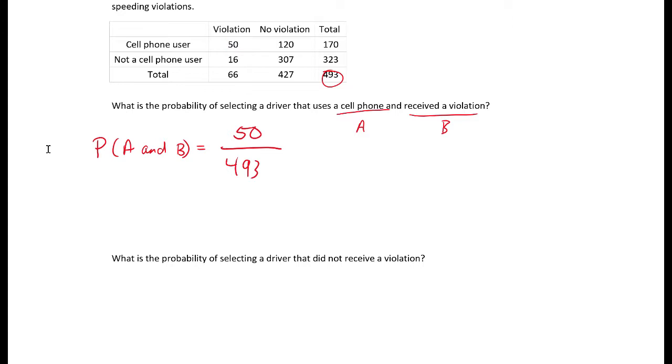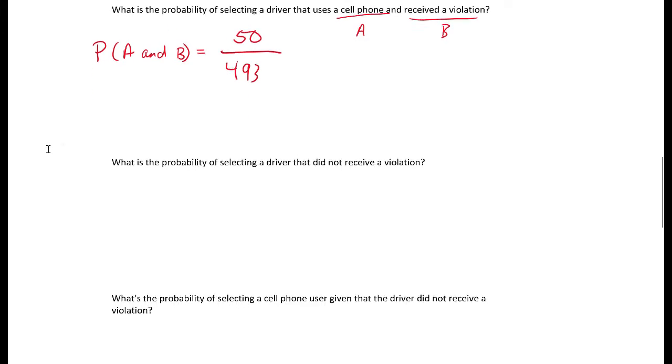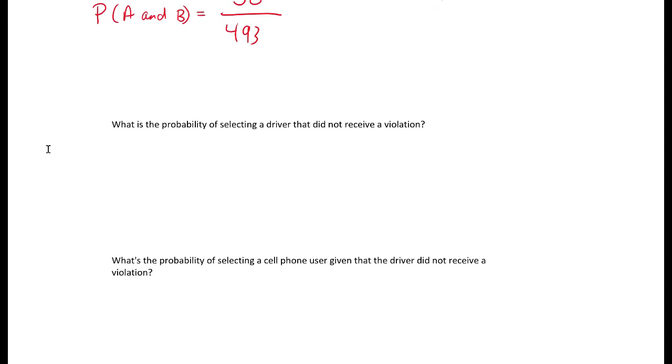Okay, I'm going to erase those. Next example here. What is the probability of selecting a driver that did not receive a violation? Once again, this is going to be out of everybody. Our event here is no violation, which I'm going to call A. So what's the probability of A? It's out of everybody, because there's no restriction. The only time you're going to have a restriction is whenever you have a conditional probability, and we don't have that right now.